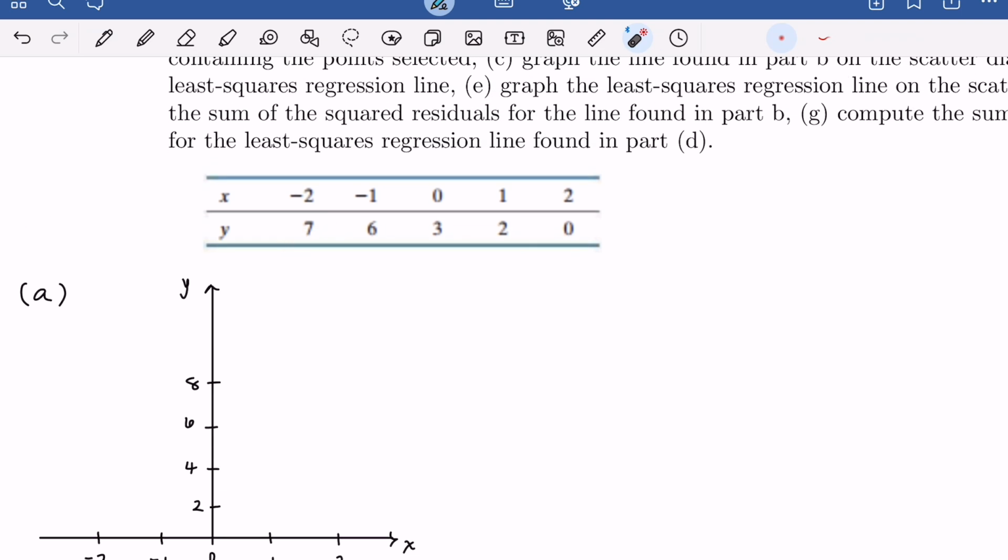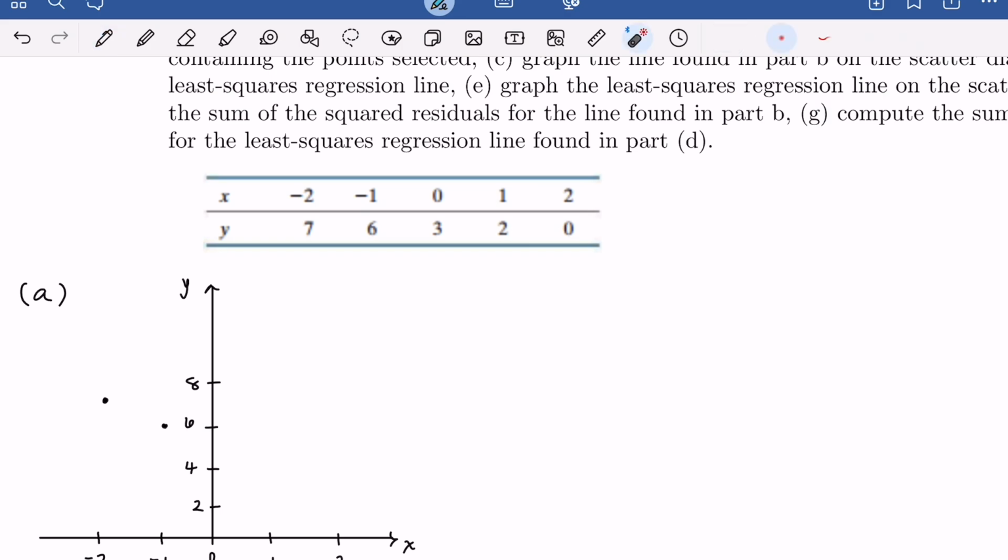So we're just going to draw this scatter plot. Our first point is going to be -2, 7. So looking at this -2 here on our x-axis, we're going to go up to 7. So somewhere around here. Our next point is -1, 6. So that'll be around here. Then we have 0, 3.